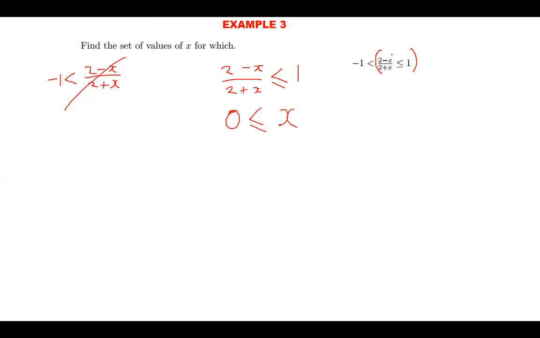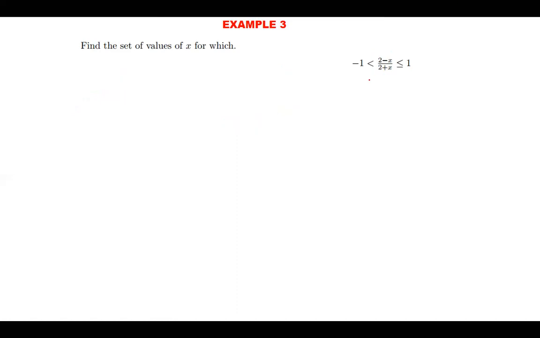So when you have been given such a question where you have two symbols like that, you first deal with the first part, you solve it, and then secondly, you come and solve the second part. Then the values of x that you find in the first and the second part, you combine them together.